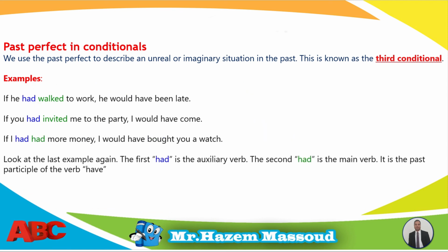So look here at the last example again. The first had is auxiliary verb, and the second had is the main verb. It's the past participle of the verb have.